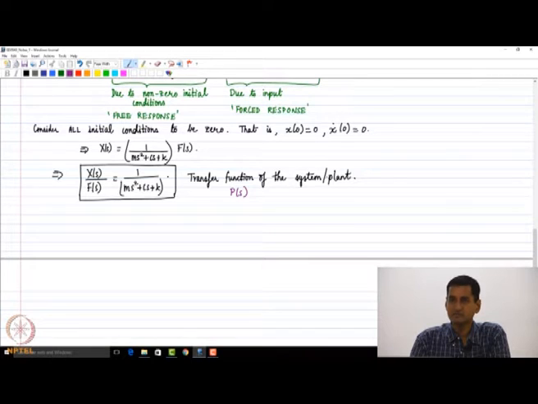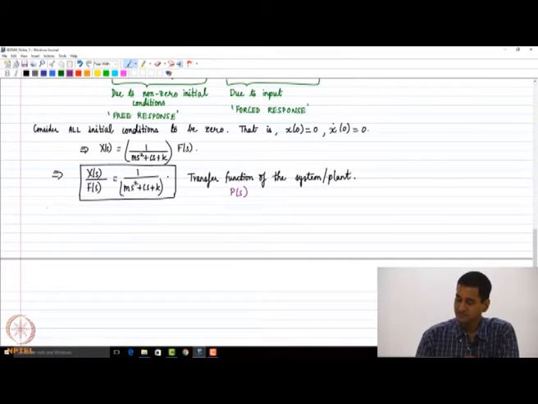Then we took Laplace transform on both sides. We saw that the output term has two components, one due to the non-zero initial conditions, one due to the input, right? We took all initial conditions to be 0 then. So whatever was left behind was the component of the output due to the input that we provide. Then we cross multiplied, we took the ratio of the Laplace of the output to the Laplace of the input. Whatever function in s that we got as a result is what is called the transfer function of the system or the plant, which we are going to denote by P of s.